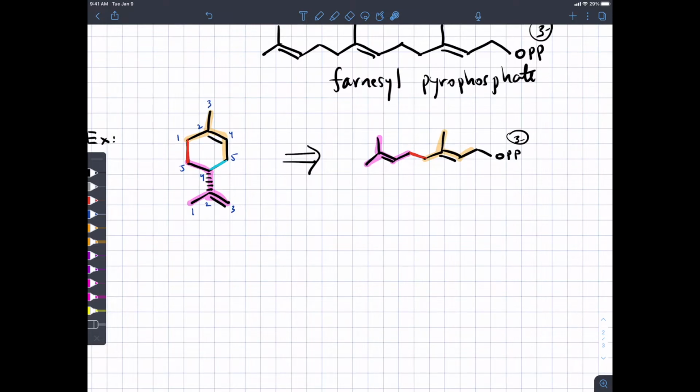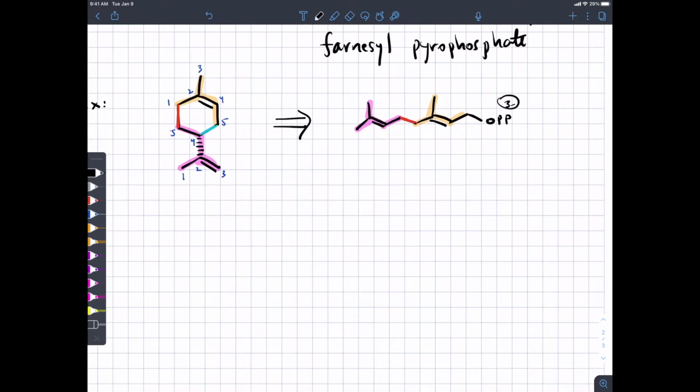All right, so how do we do this? Well, first, since we've identified this portion as the dimethyl tail, and this portion also as the dimethyl tail, it makes sense to try to redraw the molecule in a way that would arrange things in a similar shape. So here is the pink unit from geranyl pyrophosphate, and then here is the orange unit.